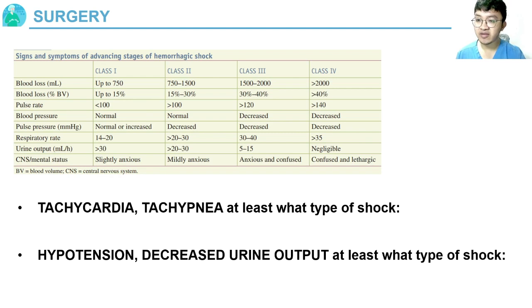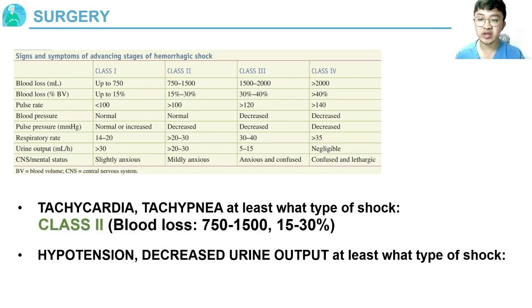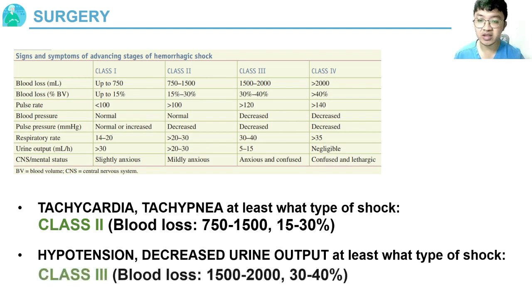Next, we have the different stages of hemorrhagic shock. We have class 1, 2, 3, and 4. Your tachycardia and tachypnea is found in at least one type of shock. That's class 2 with blood loss of 750 to 1500 or 15 to 30%. Hypotension, decreased urine output, at least one type of shock. That's class 3, blood loss of 1500 to 2000, or 30 to 40%.